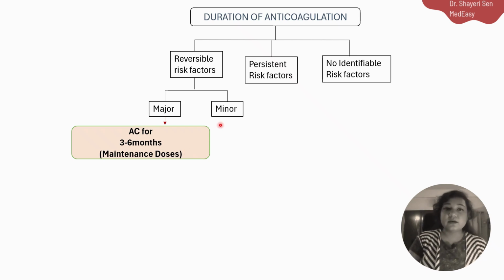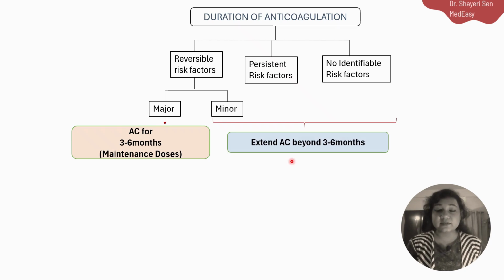For the rest, minor reversible risk factor, a persistent risk factor, or if there are no identifiable risk factors, we are going to extend the anticoagulation beyond 3 to 6 months. This is the extended therapy that I was talking about. Now, why? So, see, in minor reversible risk factor, what happened? Despite the fact that there was only a minor risk, the patient still developed a pulmonary embolism.